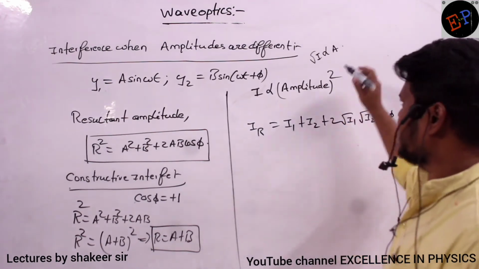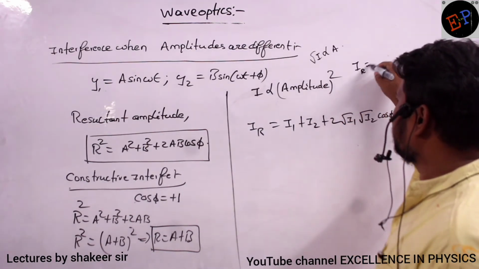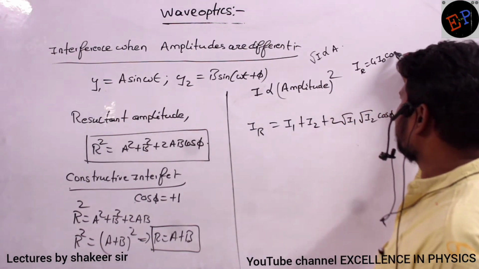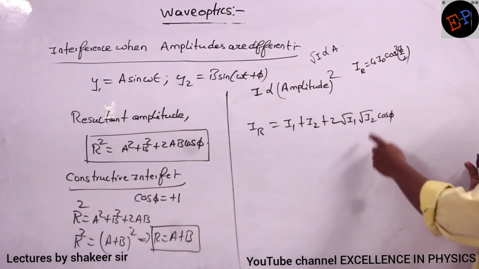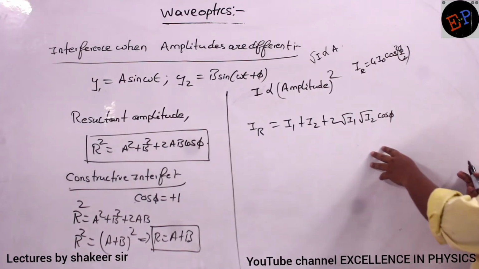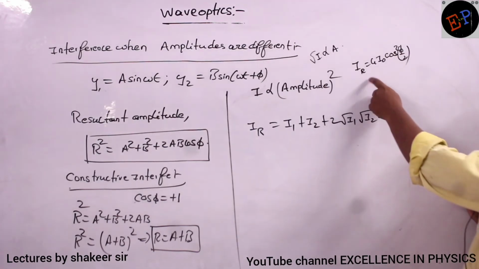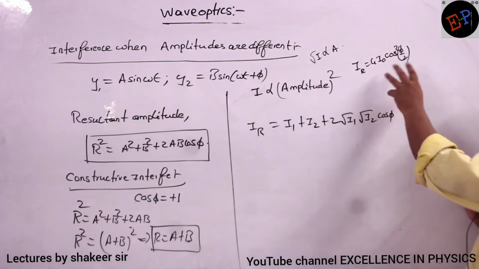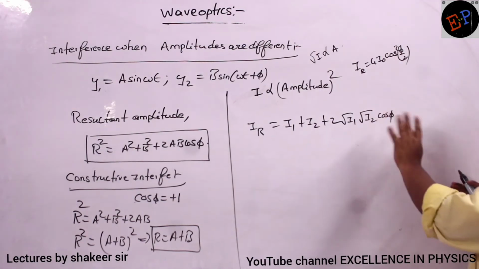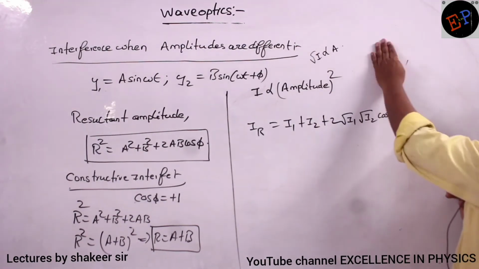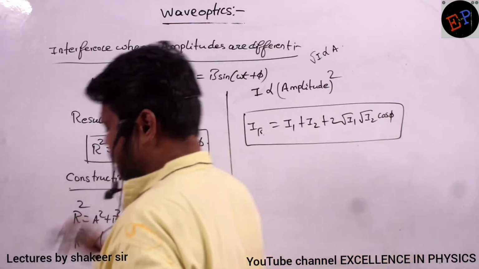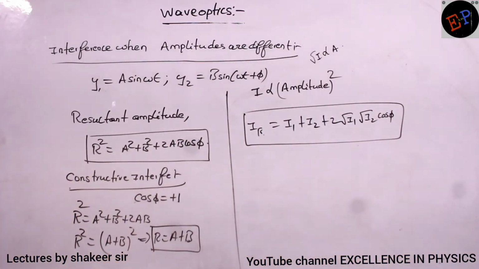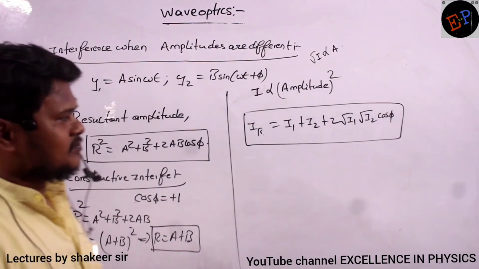When amplitudes are the same, what is the equation we have written? 4I0 cos square of phi by 2. Okay? This is the equation for which condition? When amplitudes are equal, and here amplitudes are not equal. Okay? So therefore, this will be my equation of resultant intensity when amplitudes are different.